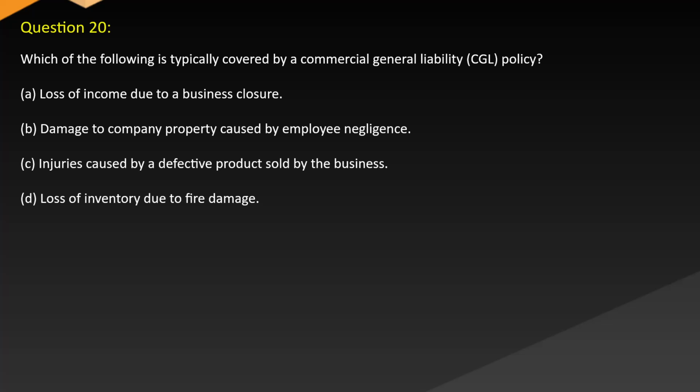Question 20. Which of the following is typically covered by a commercial general liability (CGL) policy? A. Loss of income due to a business closure. B. Damage to company property caused by employee negligence. C. Injuries caused by a defective product sold by the business. D. Loss of inventory due to fire damage.